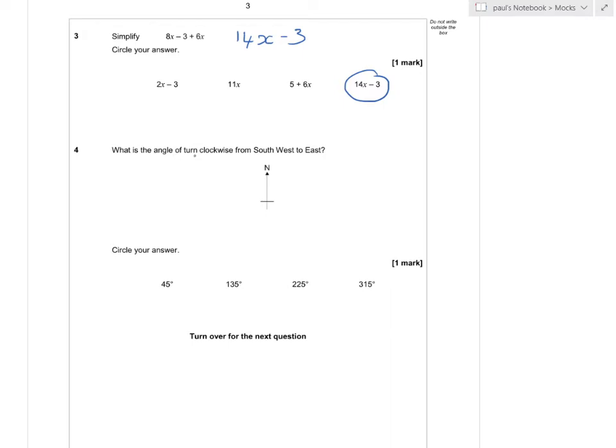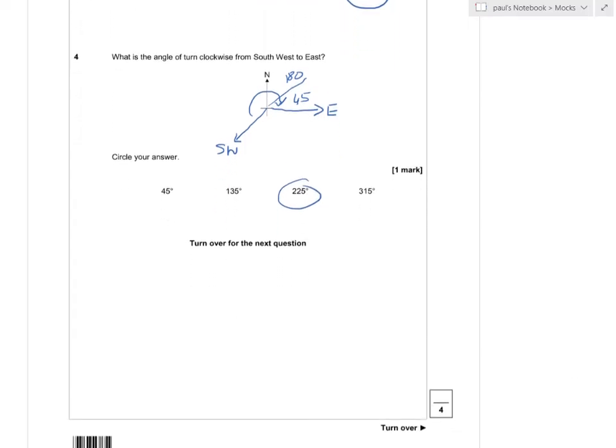What is the angle of turn clockwise from southwest to east? Southwest is there. East is there. So, clockwise. So we don't know what that angle is. So that would be 180, and then another 45 on top of that is 225. I'll go for that one.